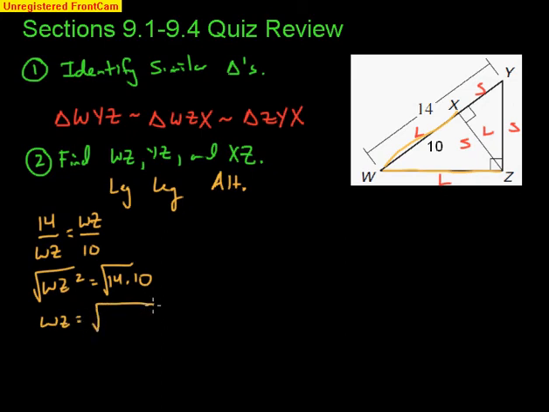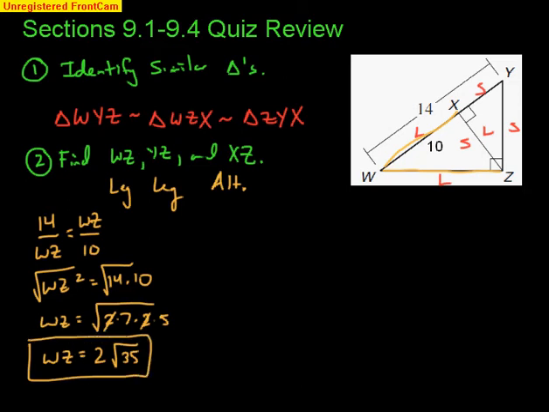And WZ equals the square root. We'll break this apart as 2 times 7, and 10 is 2 times 5, and the two 2's will come out as 1. Those 2's go away. 5 and 7 cannot break down. 35. Okay? And there's WZ.